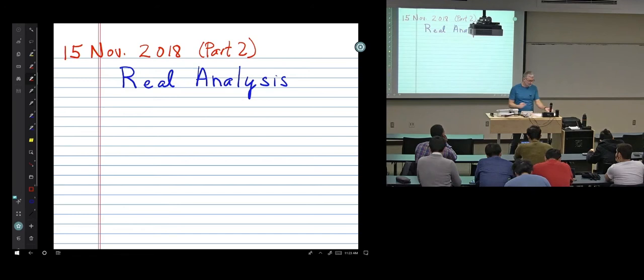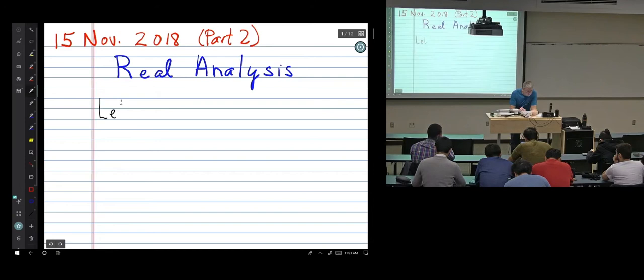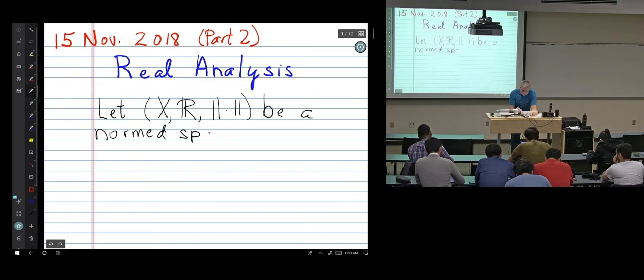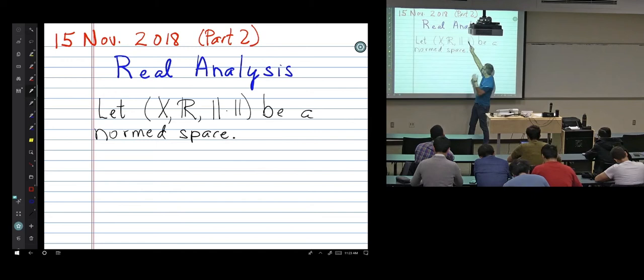Okay, let's see. So this is going to be, I think, pretty cool. Let X be a normed space. Okay, do we recall what all that stuff means? This is a set of vectors. This is the field. And this is how we measure length. And it satisfies: the norm of every vector is non-negative. The norm of a vector is zero if and only if the vector is zero. The triangle inequality is satisfied. And the norm of alpha x is the absolute value of alpha times the norm of x. Okay, so that's a normed space.